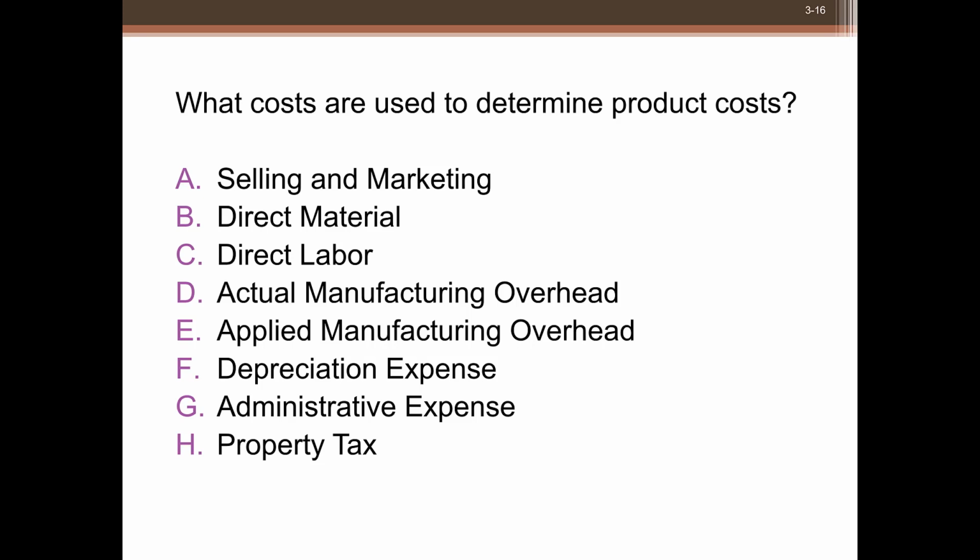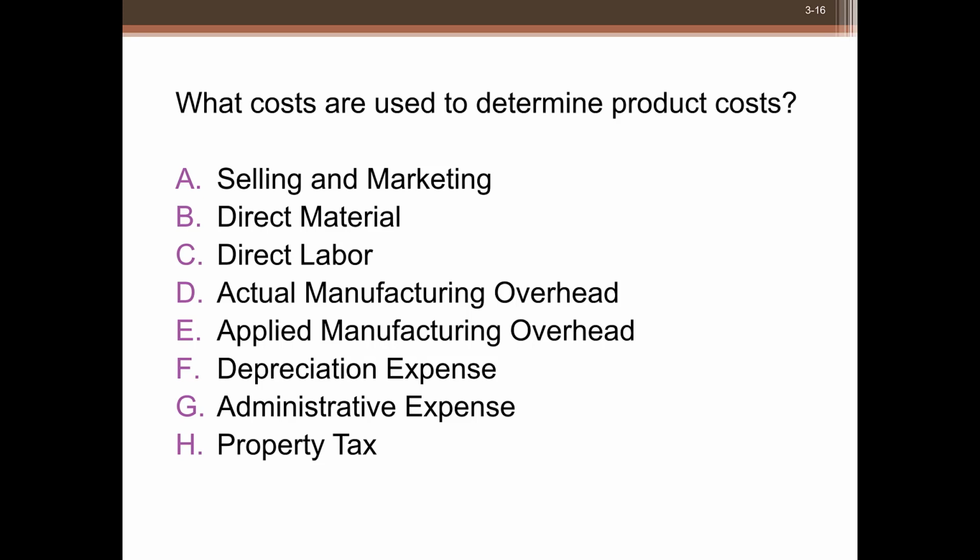Let's take a look at a quick check question. What costs are used to determine product costs? In Chapter 1, we learned product costs include direct material, direct labor, and manufacturing overhead, MO. In Chapter 2, we learned how to calculate MO costs using the predetermined overhead rate.